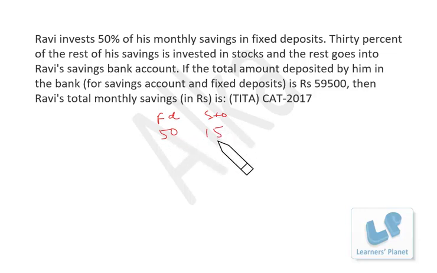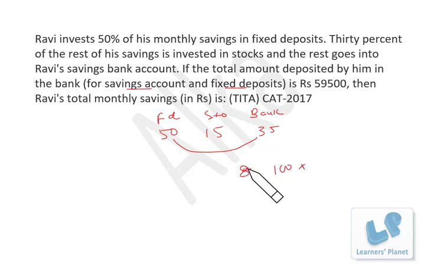So out of 100, I have already spent 50 plus 15, that is 65. And the rest goes into Ravi's bank account. So in the bank account, it is 35. Now the question says, if the total amount deposited by him in the bank account, savings plus fixed deposit, is 59500, so according to me it is 85. Now 85 is basically 59500. So I have to find the value of 100, right?